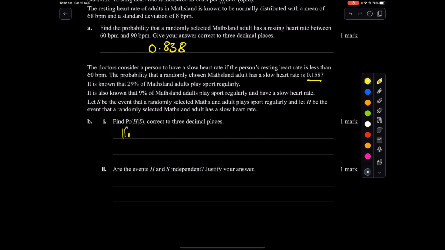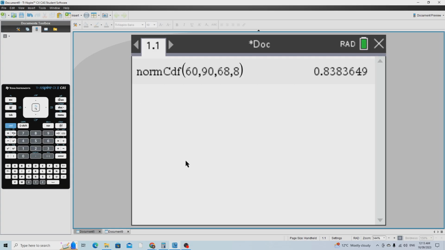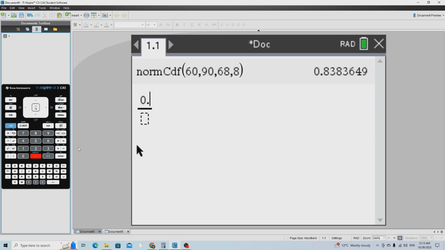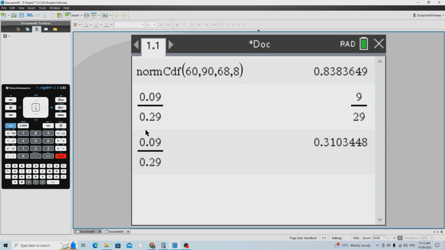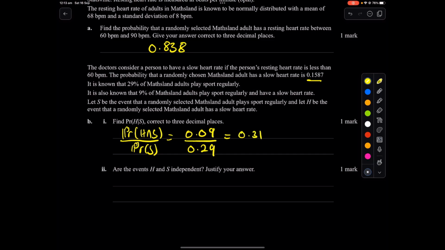Okay. So we're trying to find the probability of H intersection S over the probability of S. So we want where his heart rate is slow, and also he plays sport. It is known that 9% of the adults play sport and have a slow heart rate. So 9%, we can just say that's 0.09, over where they play sports regularly, which is 29%, so 0.29. They've given you everything here. Let's write that. 0.09 over 0.29, and that gives you, to 3 decimal places, 0.310.